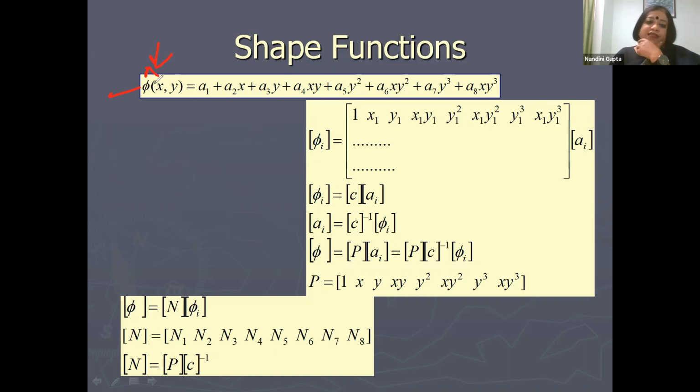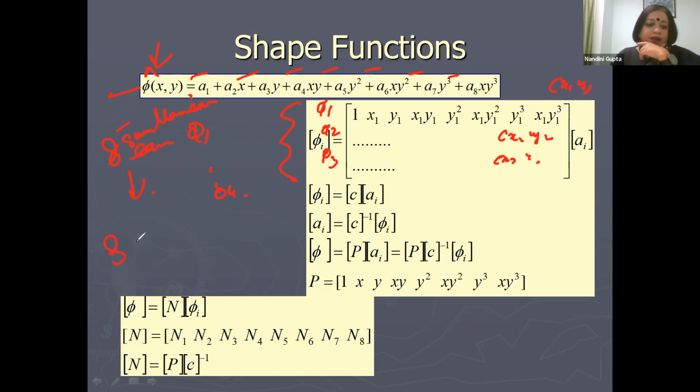Now this means that at the 8 points, phi I must be satisfied. So I can write this phi I is equal to, so phi 1, phi 2, phi 3, etc. 1, x1, so this is point number 1, x1, y1. I will write the equation for x2, y2, x3, y3. So I will have 8 equations for phi 1 to phi 8. And I need to just solve these 8 equations to be able to find the 8 coefficients, right? I have 8 simultaneous equations.